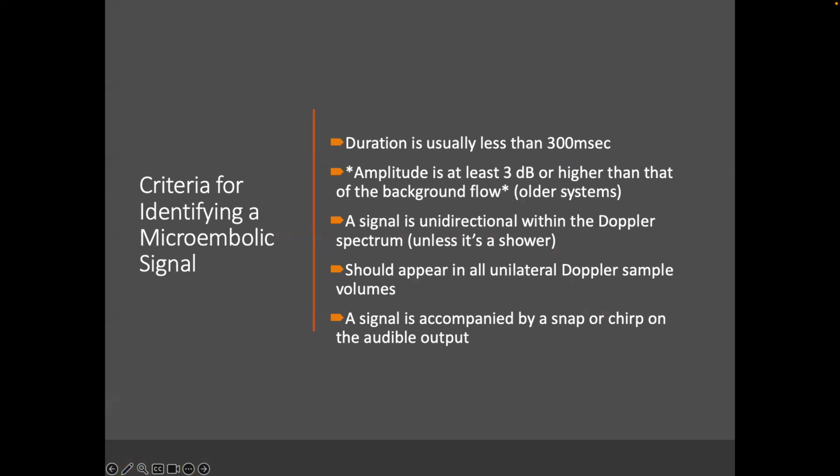Okay, so there's certain criteria for identifying a microembolic signal. The signal has to last less than 300 milliseconds. The amplitude is at least 3 decibels higher than that of the background blood flow. And that is for older systems. For newer systems, the amplitude doesn't really matter that much. So this criteria kind of really isn't relevant anymore, but I just put it there just to show you guys.